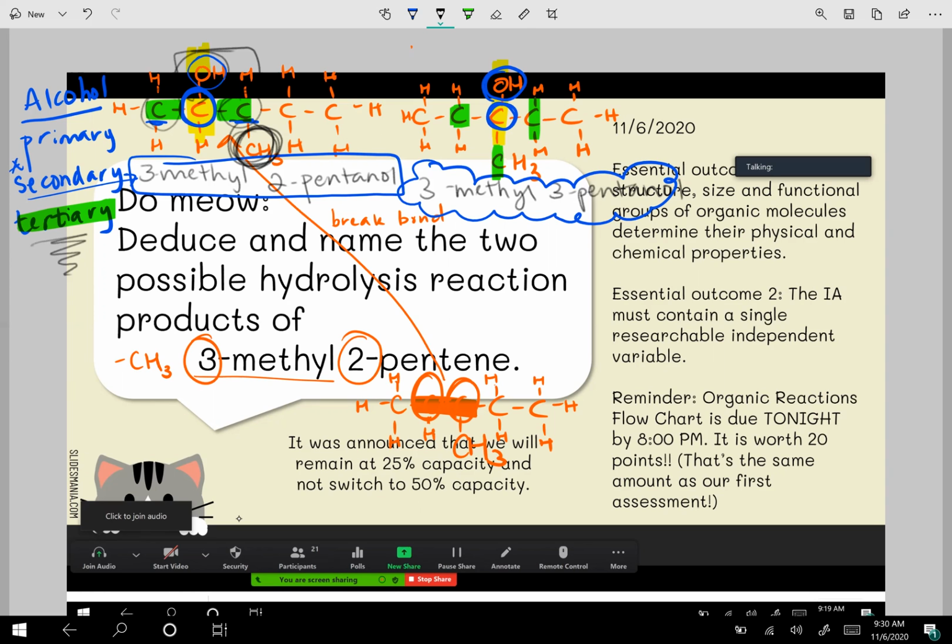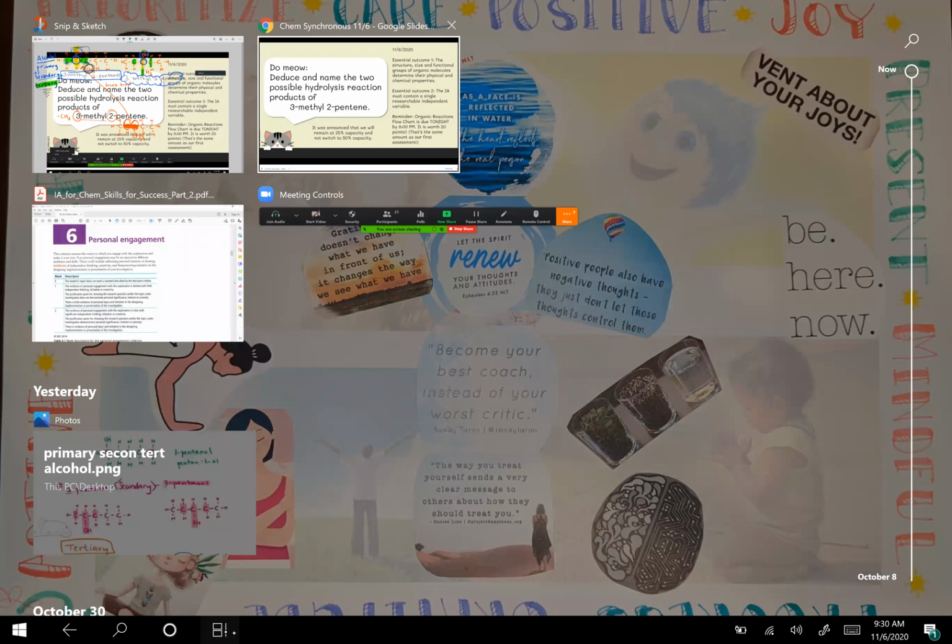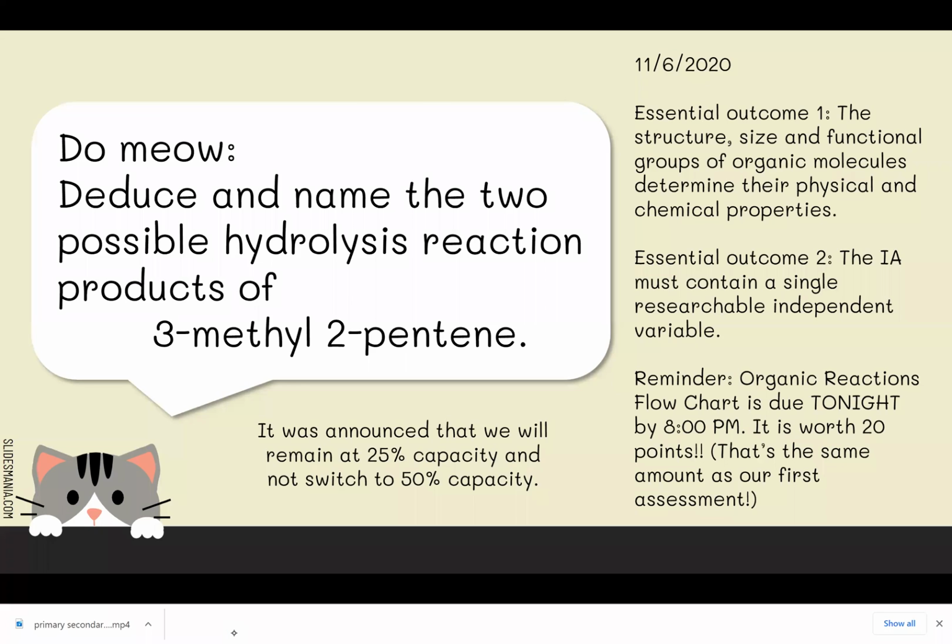Okay. We're going to talk a little bit about the internal assessment, which is that big lab that counts for a good chunk of your IB grade overall. So we're basically done with this first part here. Essential outcome 1: the structure, size, and functional groups of organic molecules determine their physical and chemical properties. We're basically done with that. You're turning in your big assignment for this part of the unit today. So that is awesome.